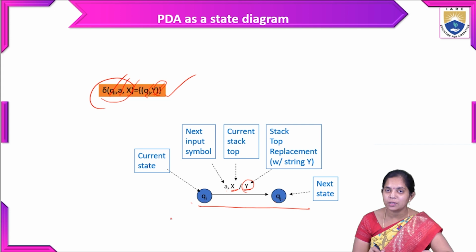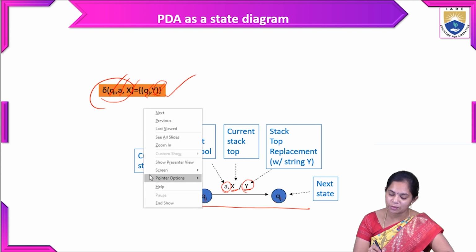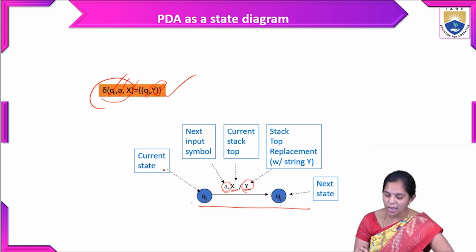And when we give A as an input to Qi, it reaches QZ with the push and pop operations. So this is the graphical representation, where QI is the current state and A is the next input symbol.